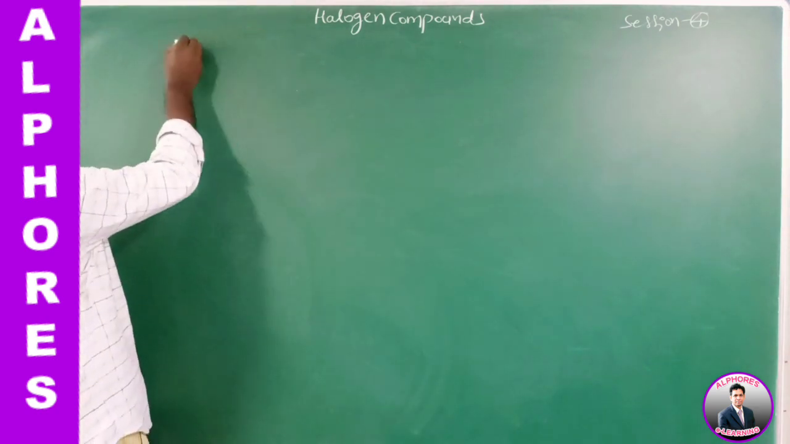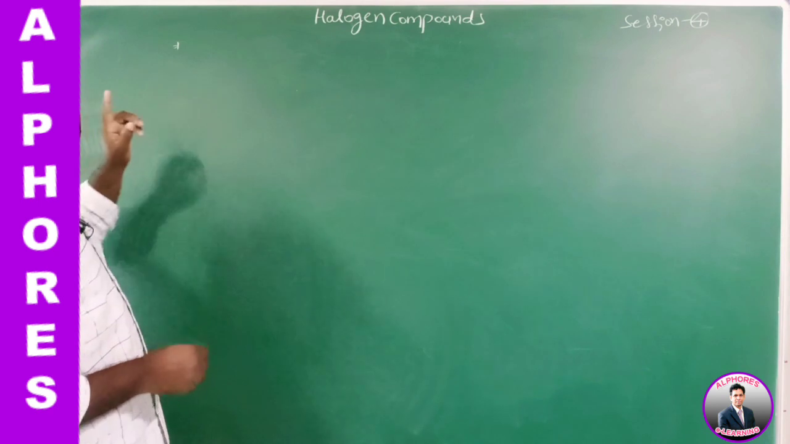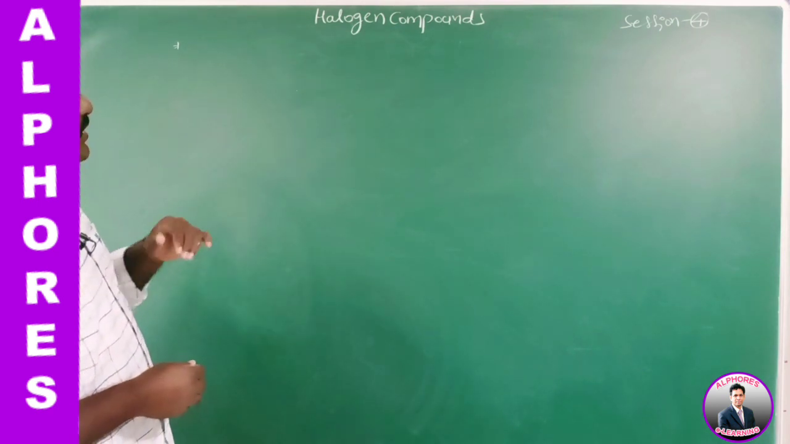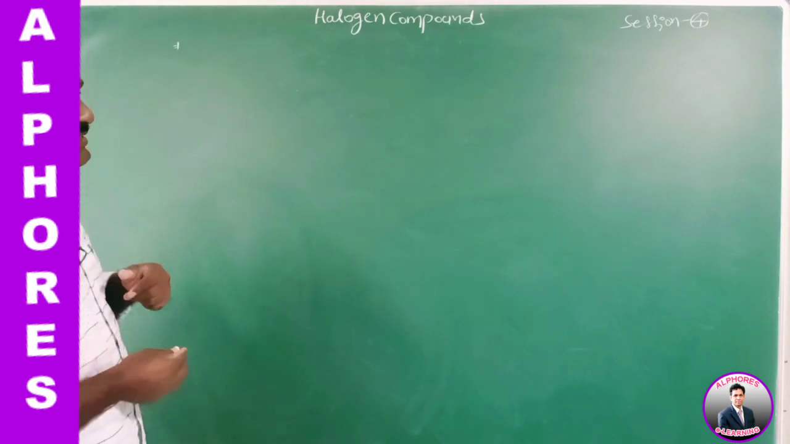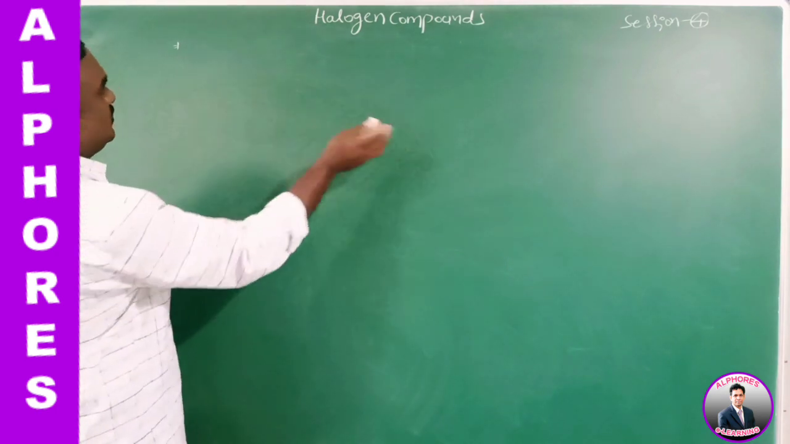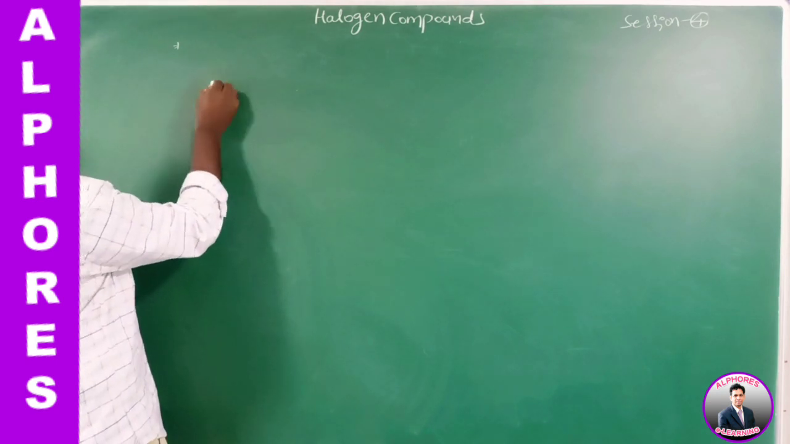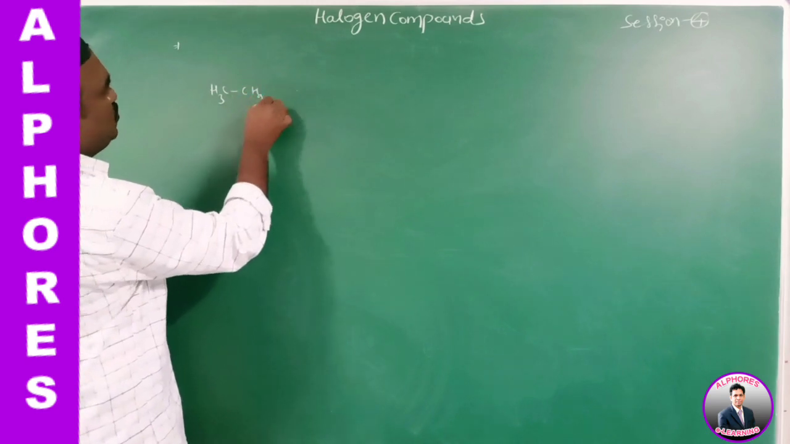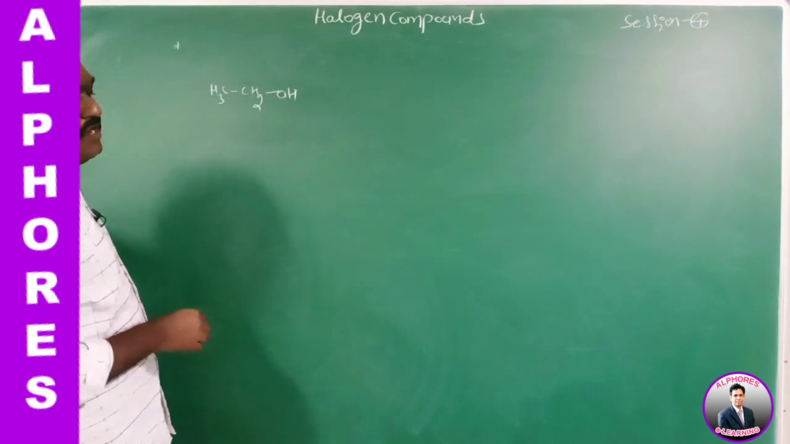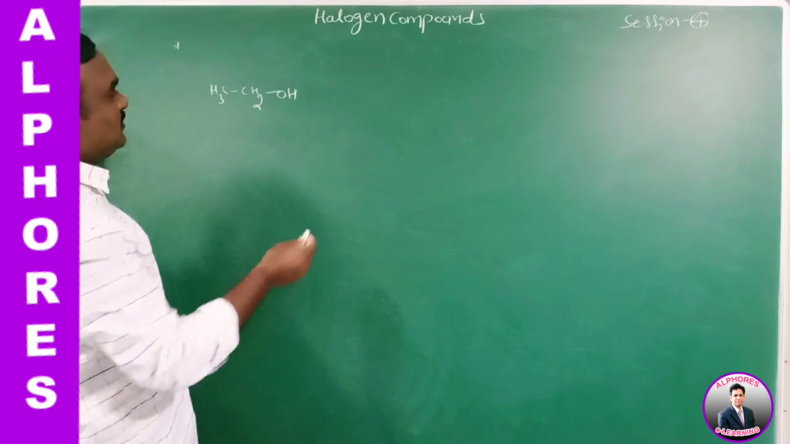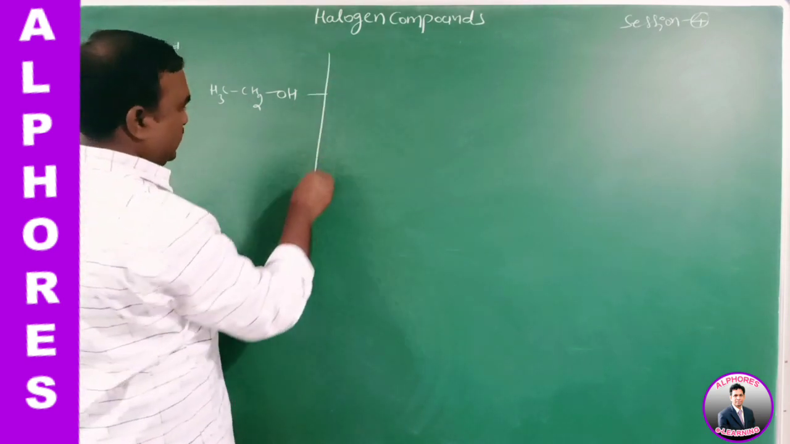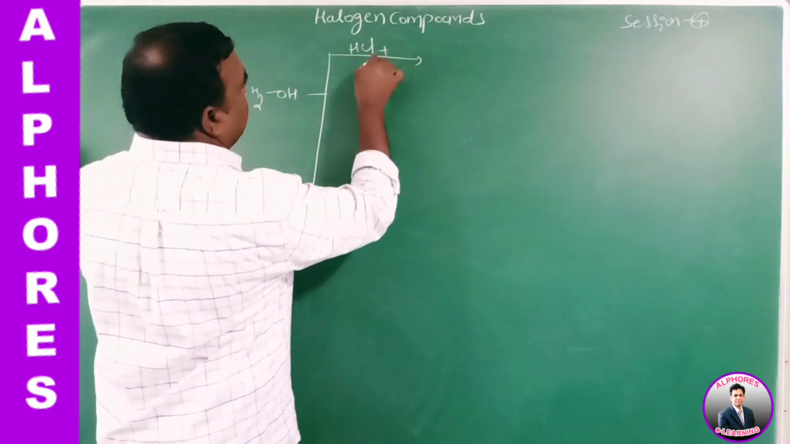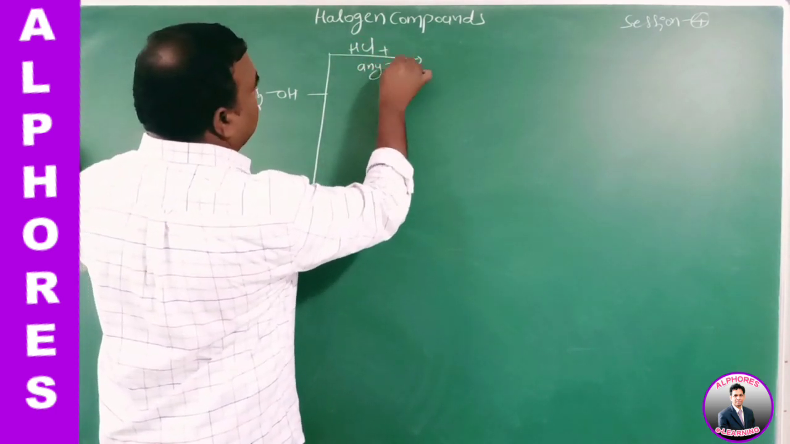Now preparation of alkyl halogen compounds from alcohols, again by using phosphorus halides. For example, here CH3OH is given or CH3CH2OH is given. Ethyl alcohol or methyl alcohol, doesn't matter. Suppose the compound reacts with HCl plus anhydrous ZnCl2.